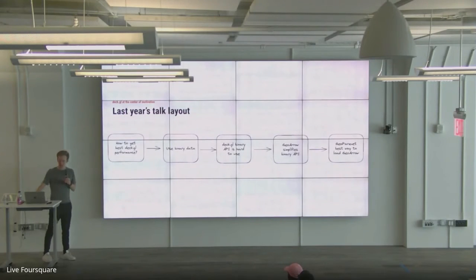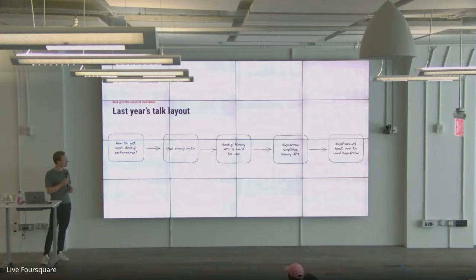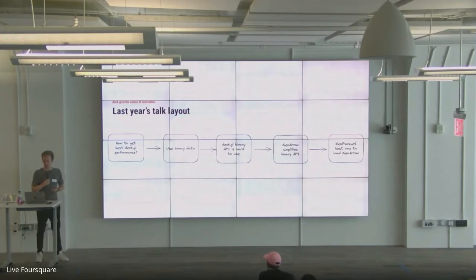So starting with motivation, I gave a similar talk to this a year ago in Madrid, and I motivated that talk with deck.gl at the center: how do we get the best deck.gl performance with vector data? If you look at the optimization guide, it says you should use binary data, but the binary API is kind of hard to use. You have to use low-level array buffers and format your data in the offset setup that you need for polygons.